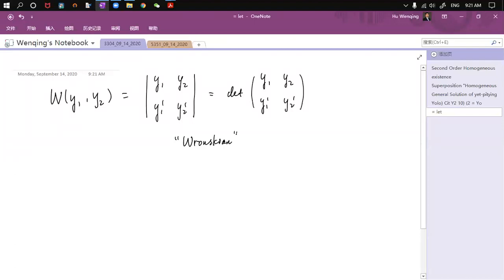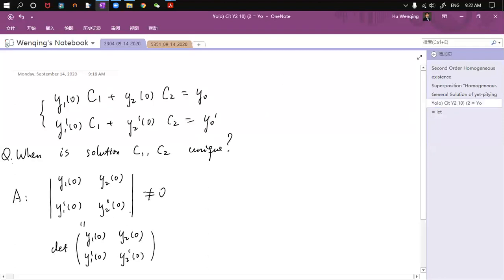Okay, so we're going to call this matrix the Wronskian. The Wronskian really comes from probably the Polish mathematician Wronski. He did a lot of studies in ordinary differential equations. That's why this object is named after him.